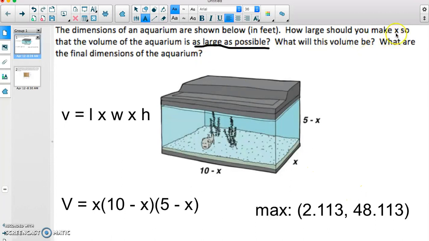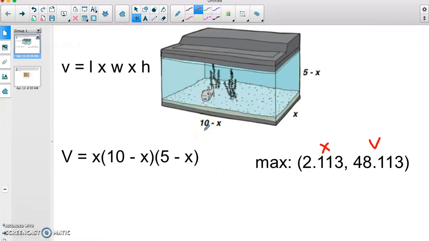Okay, so I now know that X is this, so my cut should be 2.113, or not my cut, I'm sorry, my length should be 2.113 feet, and that this is my maximum volume. That's the biggest we could get the volume of this aquarium to be. So we answered their first two questions, and what are the final dimensions of the aquarium? So for that, I just have to think about the length times the width times the height.